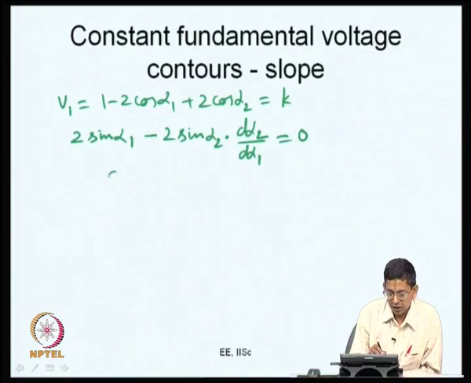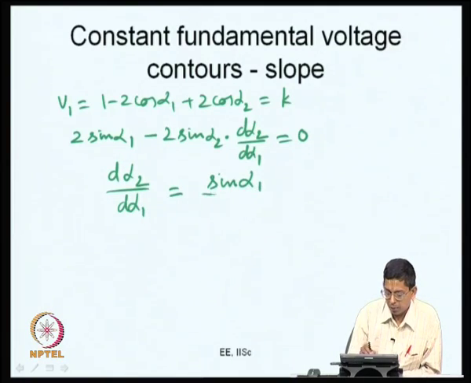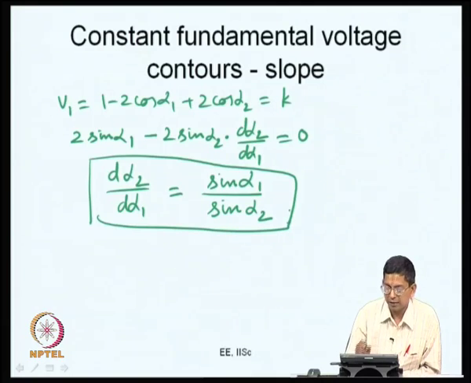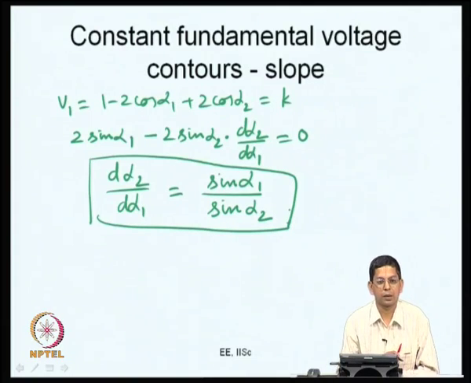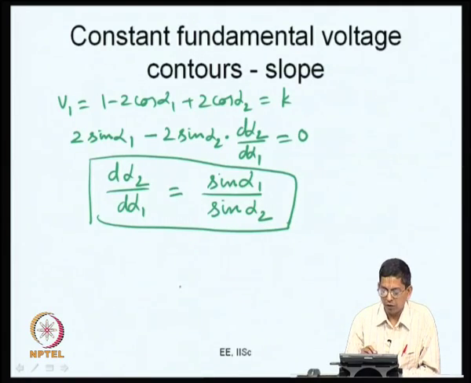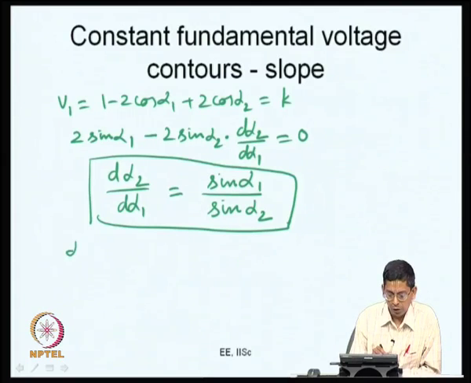So, what I essentially have is d alpha 2 by d alpha 1 is basically sin alpha 1 by sin alpha 2. This is what we get. So, the slope is something like this. The numerator is sin alpha 1, the denominator is sin alpha 2. So, whenever alpha 1 is equal to 0, you can say that the slope is 0.